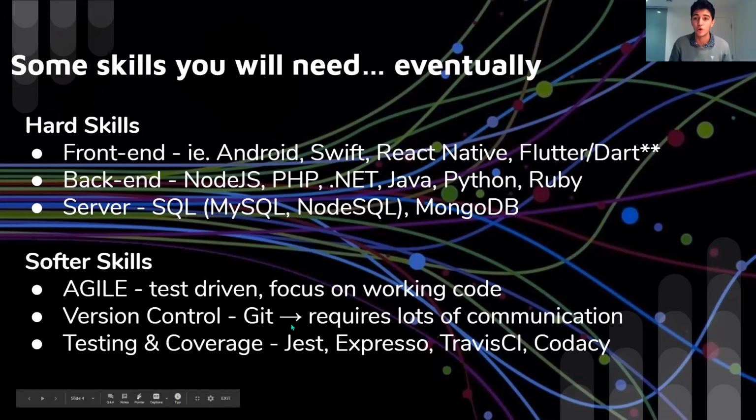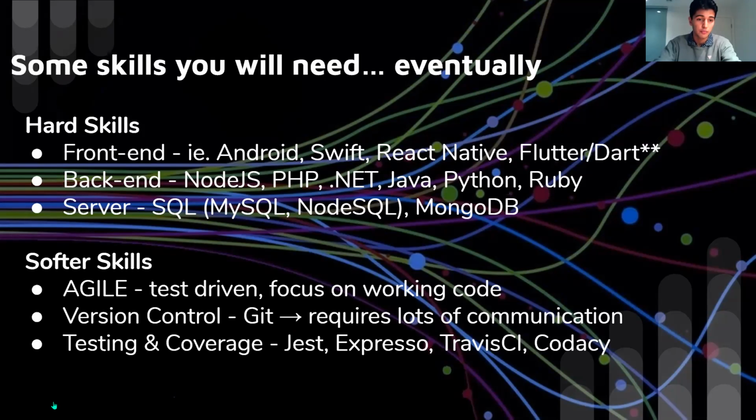Lastly, testing and coverage. We won't go over this today, but some of the testing tools we use are Jest for your backend, Espresso for your front end, and Travis CI, a continuous integration tool used for automating your tests, and Codacy is used for finding style issues and checking your coverage.